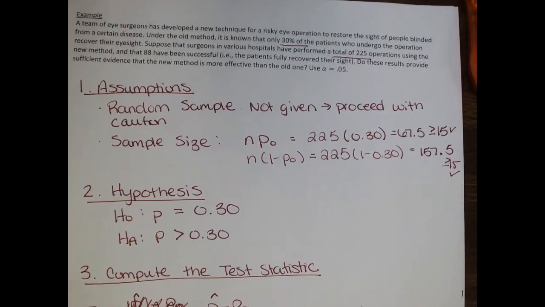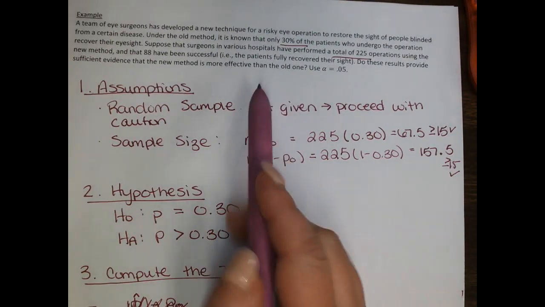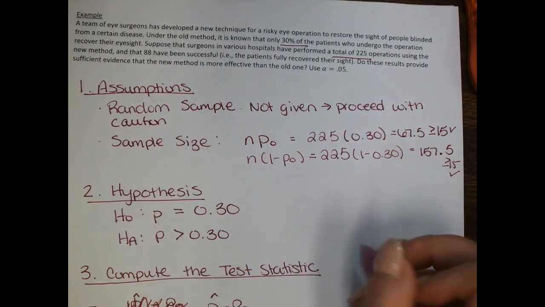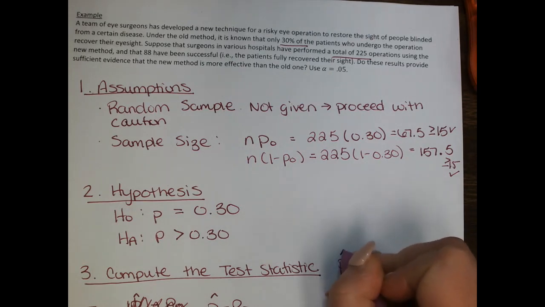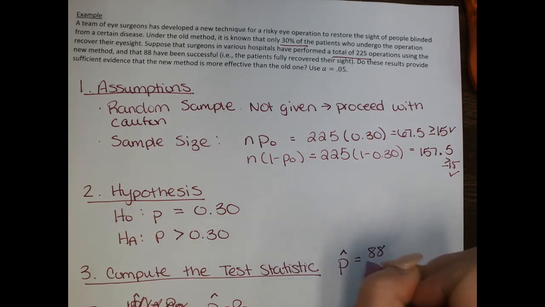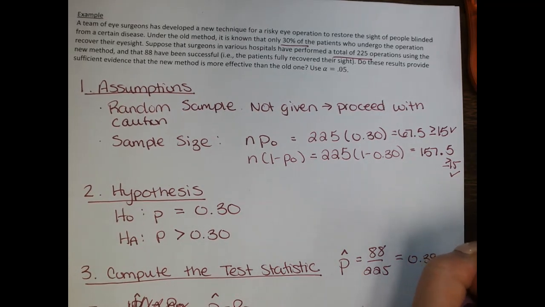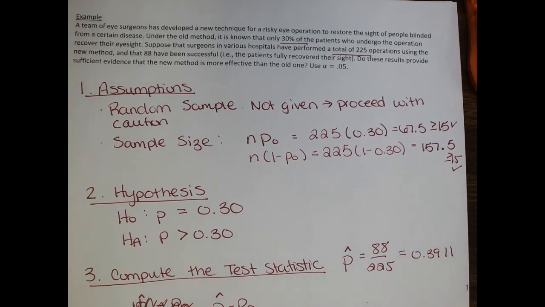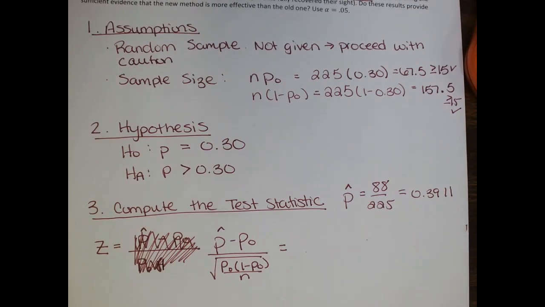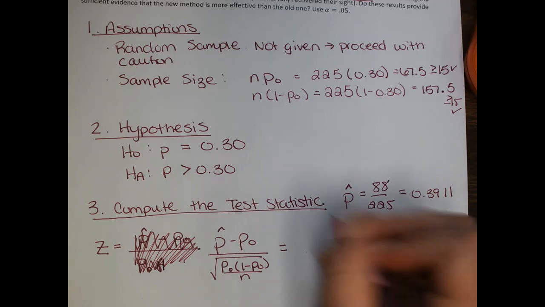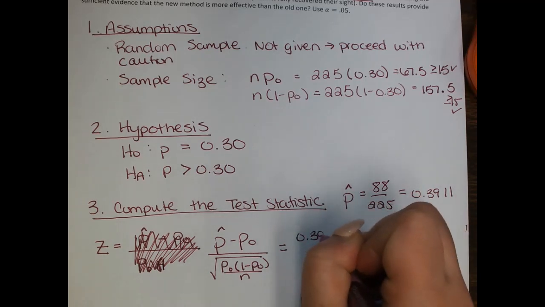So going back up to our problem statement, it tells us that 88 of the 225 operations were successful. So again, I'm going to place this value in my calculator, and I'd like to take it out to 4 decimal places. And now that I have all the pieces, I can plug this into the formula.